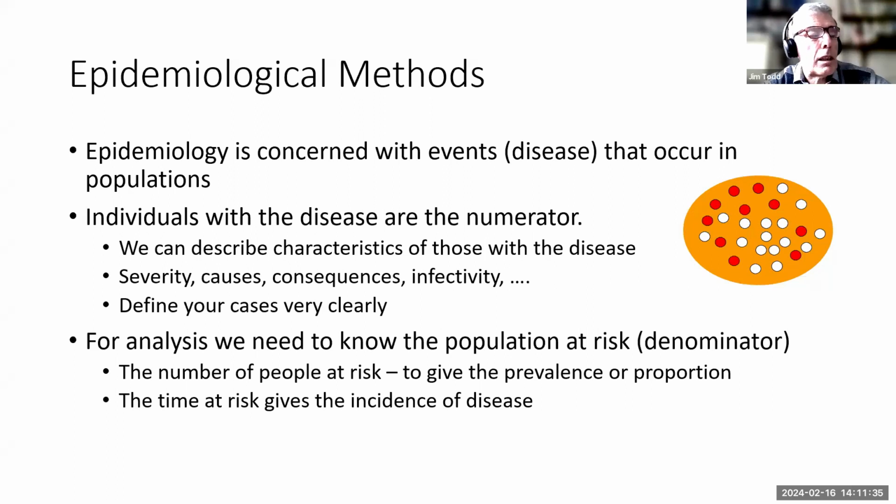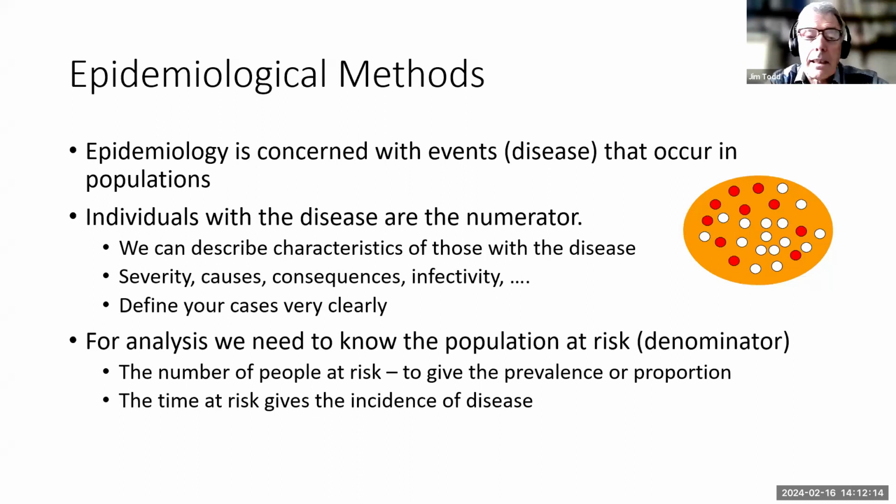So if we have a population that we represent here in the orange disc, then we'll have a population with some people with the disease and some people without disease. And we might say, what we want to do is to describe the conditions of these, and then we can describe the severity of those conditions, the causes and the consequences. We can look further. Once we've described the demographic characteristics and the clinical characteristics of those with the disease, we can go further into looking at the severity, the immunology, and many other things there.